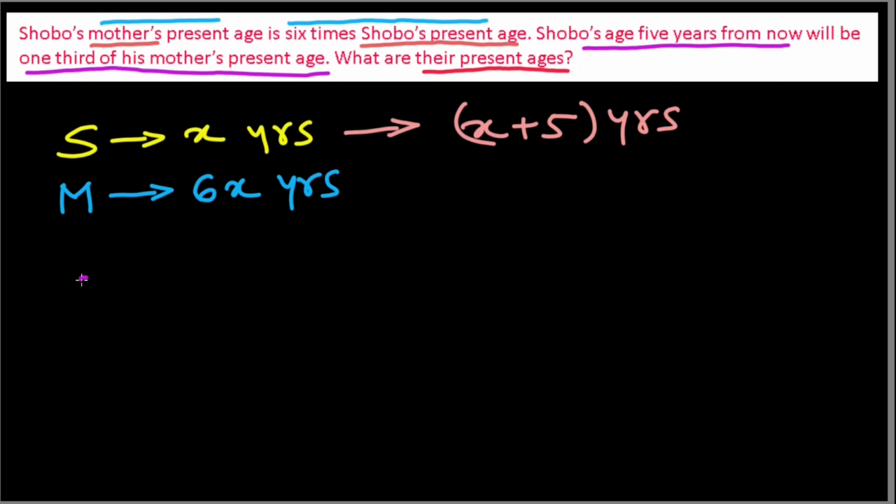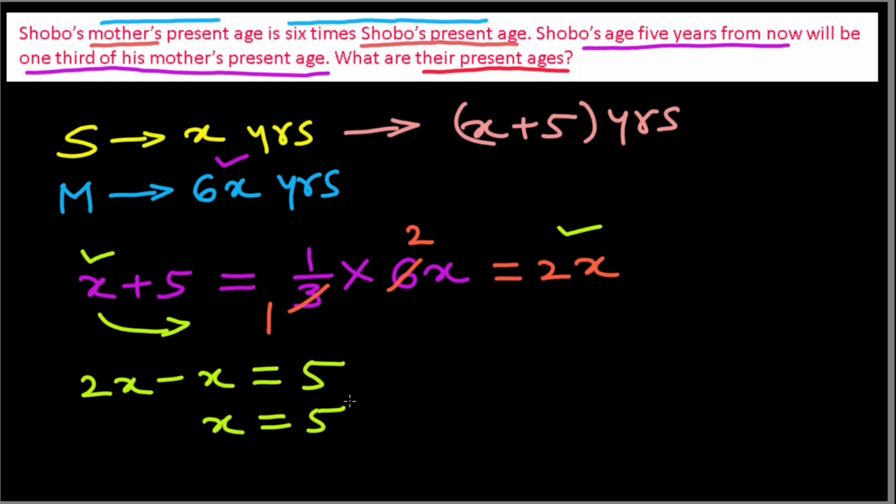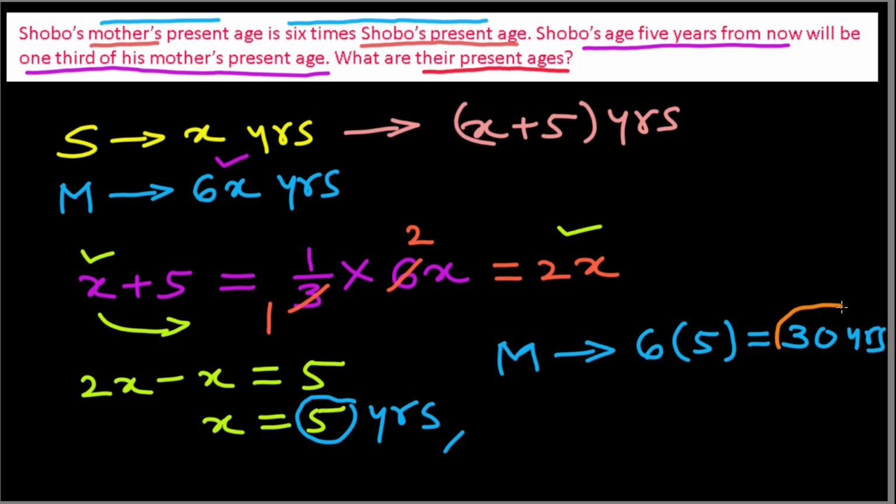And it is given that Shobo's age 5 years from now is one third of his mother's present age. So we write x plus 5 equals 1 by 3 multiplied by mother's present age, which is 6x. So it will be 3 ones are 3, 3 twos are 6, which will be 2x. Now we will send this x to the right hand side and write this 2x minus this x equals 5. That will be x equals 5. So Shobo's present age will be 5 years and mother's age will be 6 multiplied by x, which is 5, 30 years. So mother's age will be 30 years.